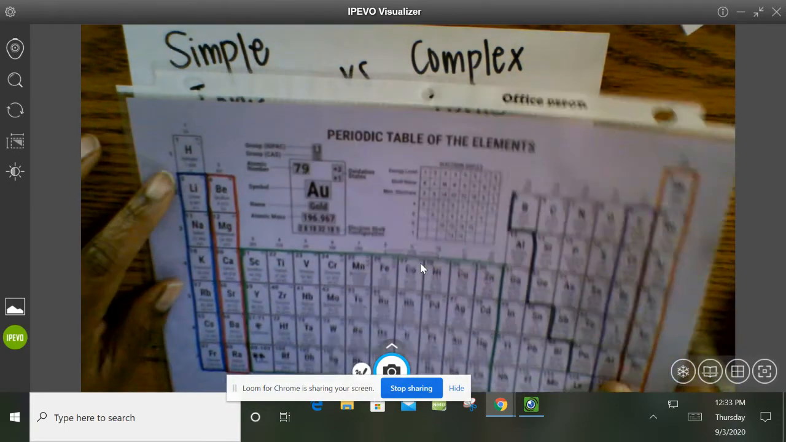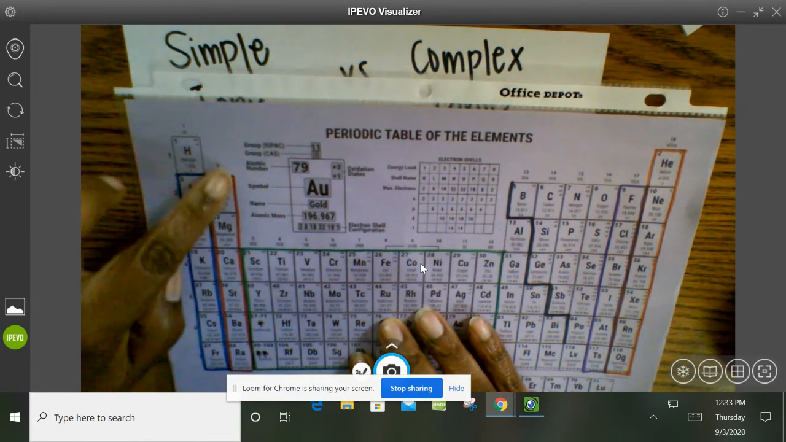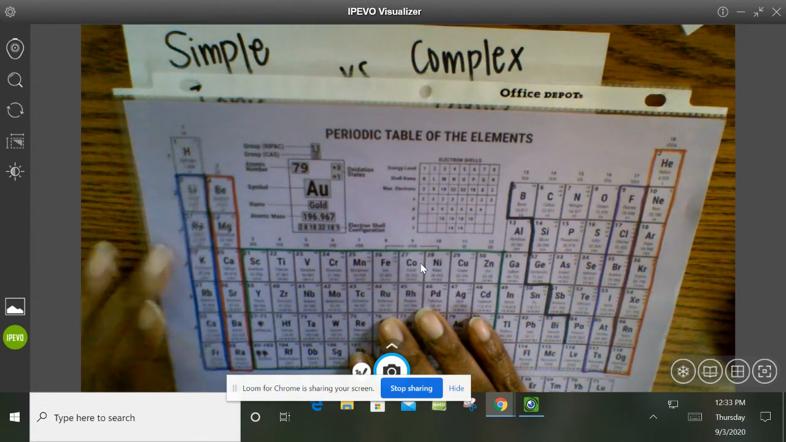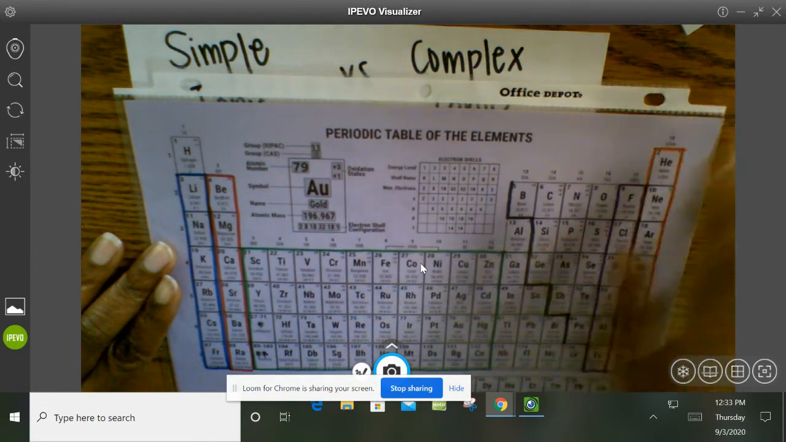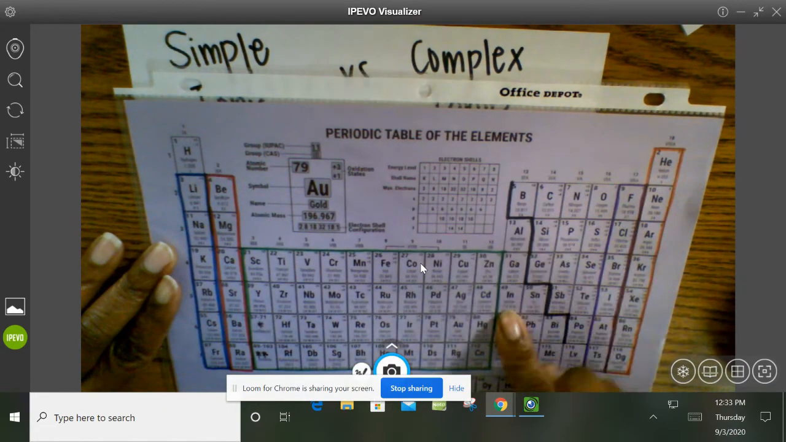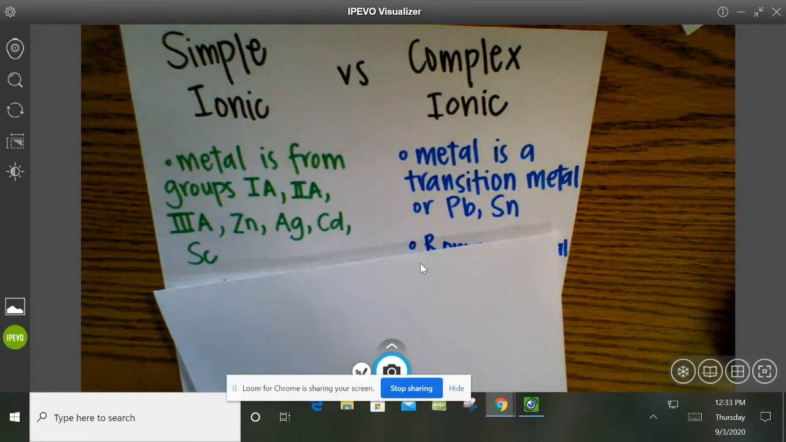So if we go here, group 1A is the same as group 1, group 2A is the same as group 2, group 3A is the same as group 13. So if it's groups 1, 2, 13, which is where I get the 1A, 2A, 3A from, or if it's a particular transition metal, and I've listed those here. We have zinc, Zn, silver, Ag, cadmium, and scandium, Cd and Sc, respectively.